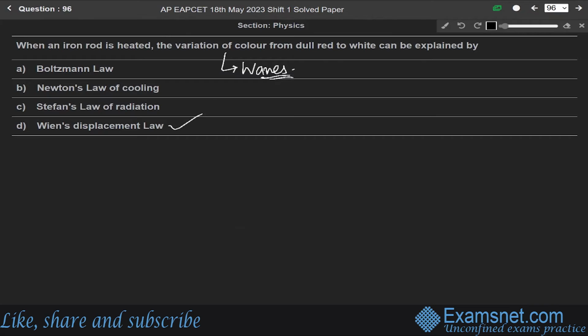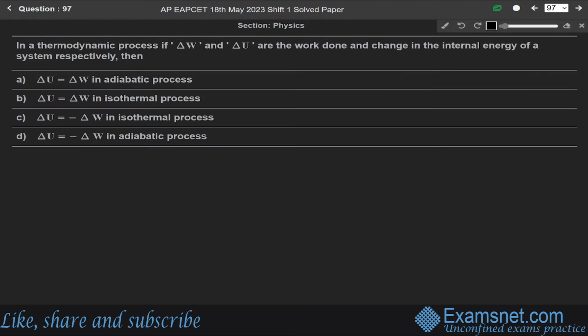Again, if an iron rod is heated, then the temperature will increase and the color of the iron rod will change. This happens due to Wien's displacement law only, since lambda max into T is equal to a constant. That is, when temperature increases continuously, the wavelength changes, so the color of the iron rod changes from dull to white. So this is due to Wien's displacement law only. Okay. Now next question 97.